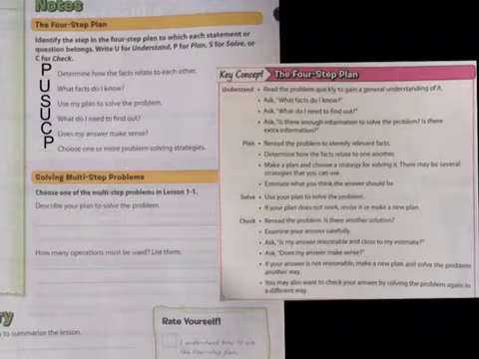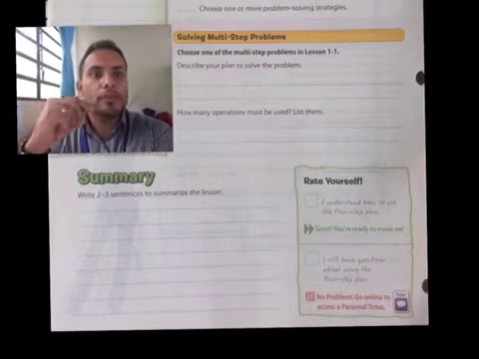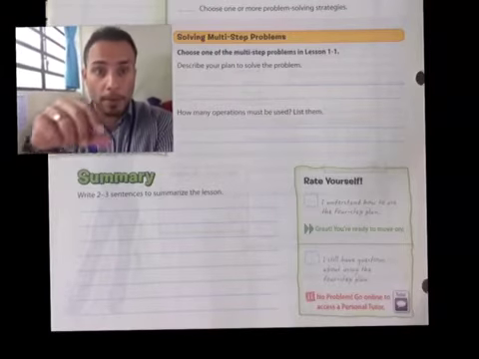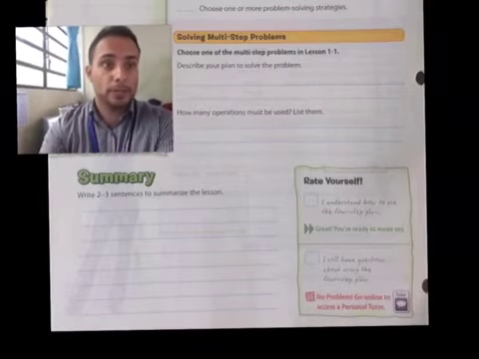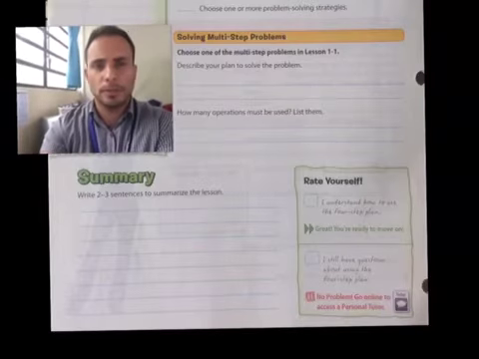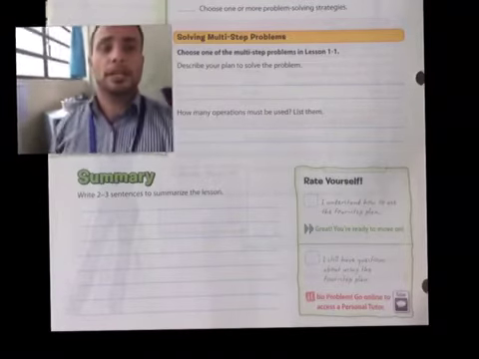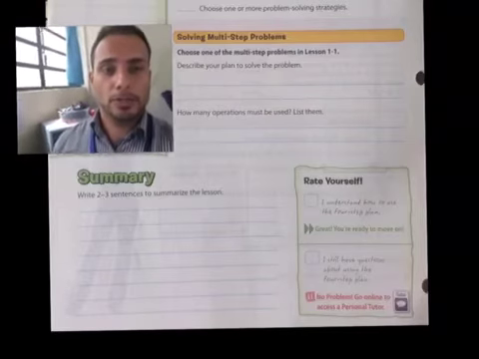Continuing on, solving multi-step problems. For these next two questions, describe your plan to solve the problem and how many operations must be used. We're going to use these as our warm-up next class because we have to look at lesson 1-1, choose one of the problems, and then explain how we did it. That's going to be our warm-up when we first get to class. I'll give you guys 10 minutes to do those.